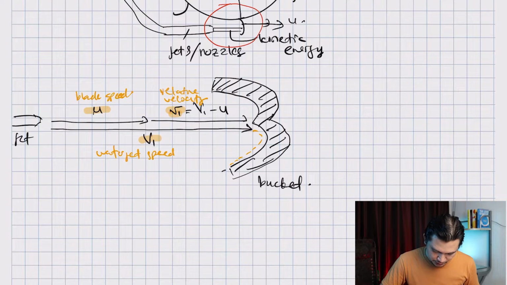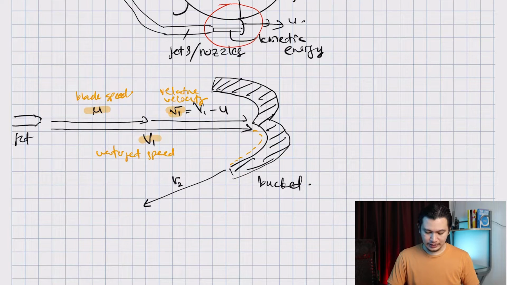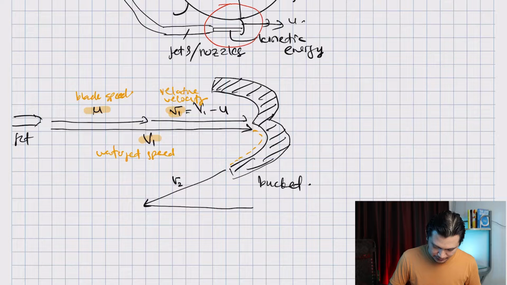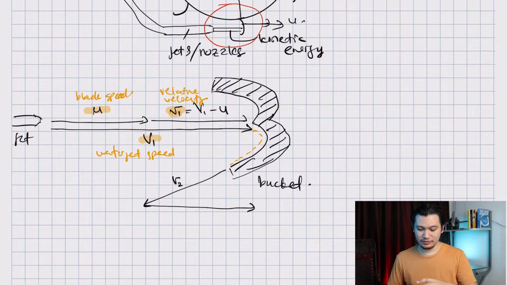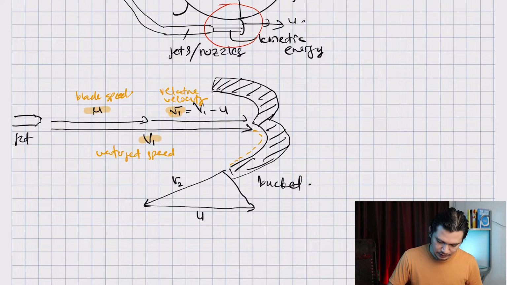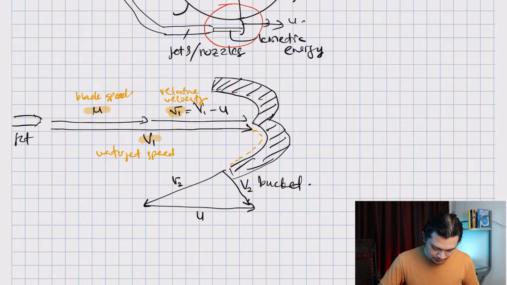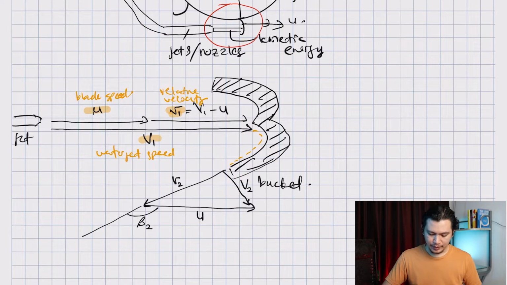And this angle, let me draw it here. So this will be your small v2. 2 is exit, and small v2 is the relative velocity at exit. U is still to the right-hand side, because the bucket is still moving to the right. So this is your U. And when we have U and small v2, what's left is just capital V2. And we have an angle here that is called beta 2.